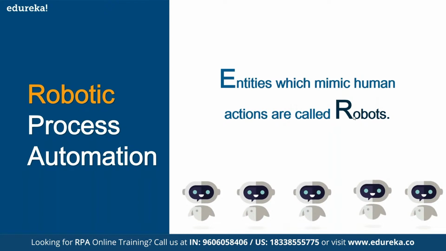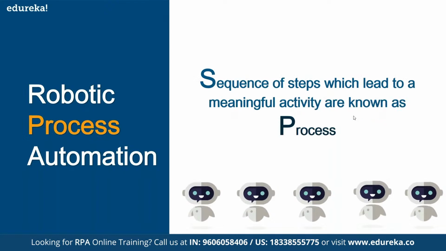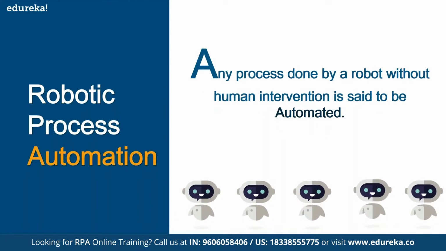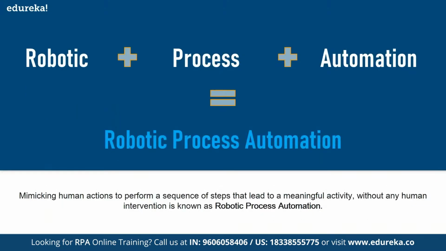So process, we already talked about. It is a set of activities which leads to a meaningful outcome, a sequence of steps that we follow. Then automation, with or without human intervention. So putting it all together, robotic process automation is the use of a software, which we generally call a robot, which has the capability of mimicking human actions and completes the sequence of steps that we do in our company with or without human intervention. That is your robotic process automation.